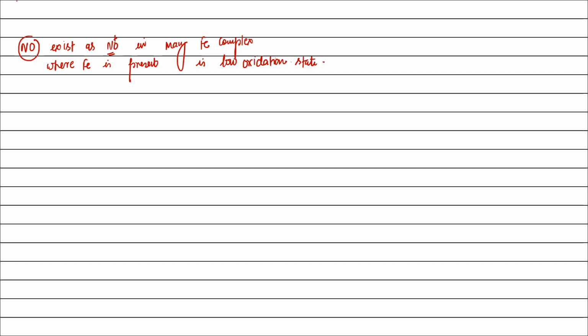Because NO behaves as pi acceptor. NO plus is electron deficient, so it will prefer iron in those oxidation states in which iron will be electron rich. Also, iron should be in low oxidation state, right?